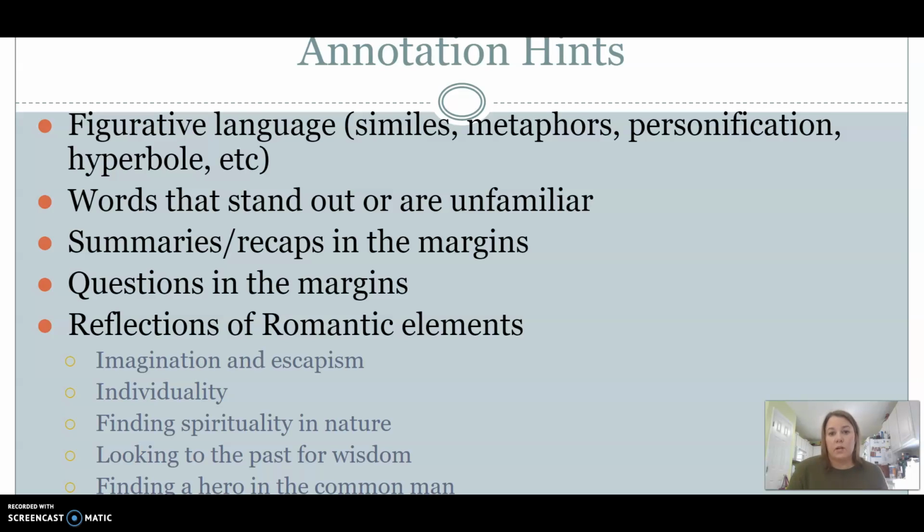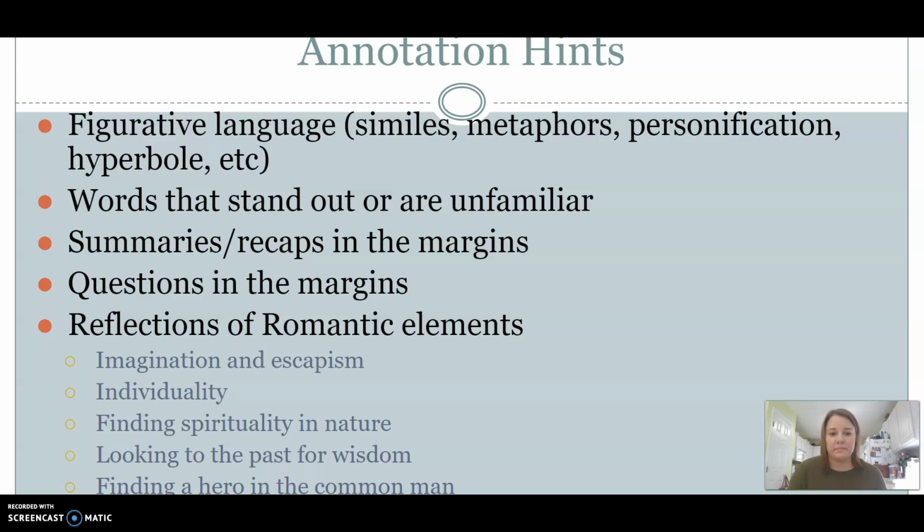You also want to look for words that stand out or words that are unfamiliar. So diction is important. Pay attention to the poet's word choice. You should write summaries and recaps in the margins. If you're doing this digitally, this is where you will add comments. You just highlight a part of the text and click the plus sign to add a comment in the margin. In addition to that, you can write questions. Things that make you think or things that you don't understand are all valid things that you can write down.